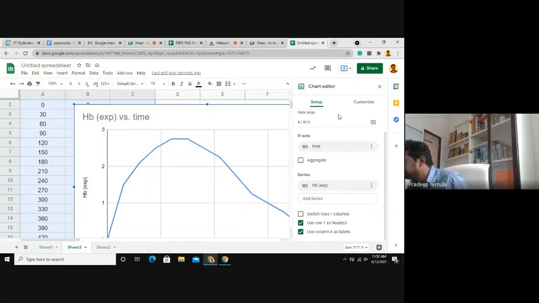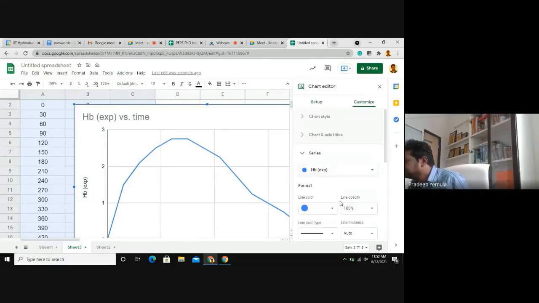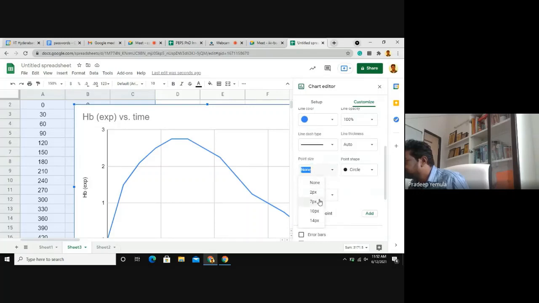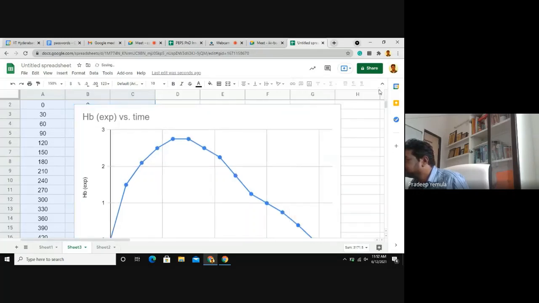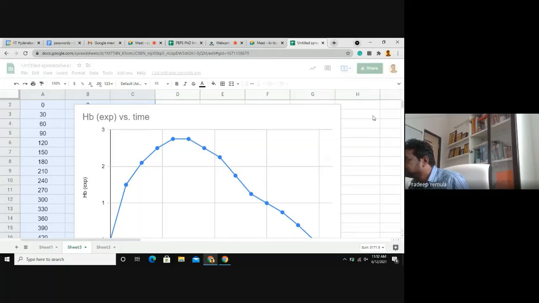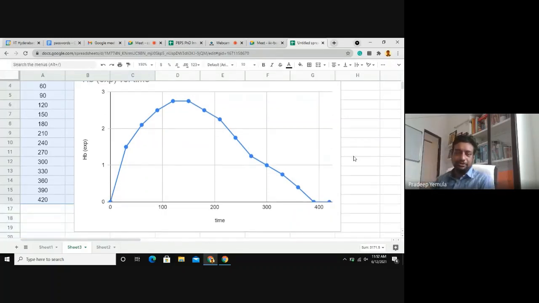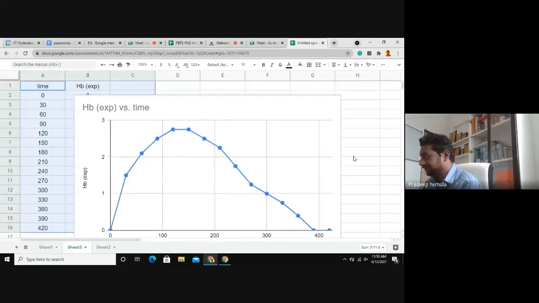So let me add the points. Okay. So now you can clearly see in the sheet, it increases, achieves a maximum value, and then it decreases. This is what we have predicted. It's an equation with two variables. Now we completed the experiment and we have the tabulation and chart of the experiment.